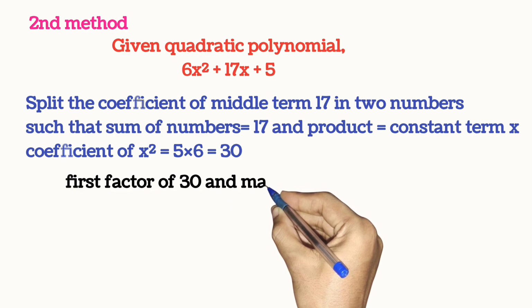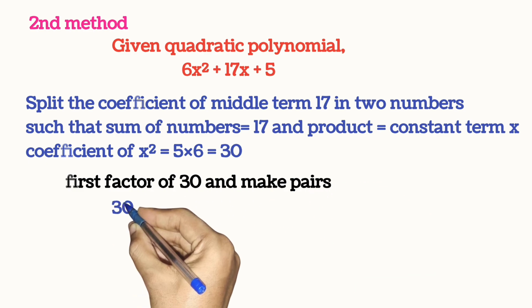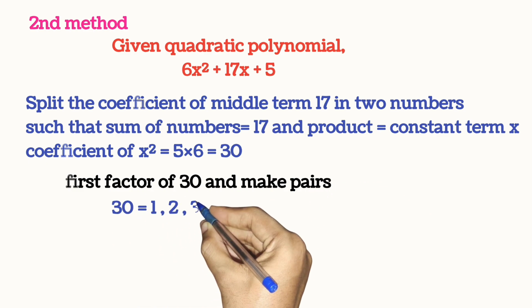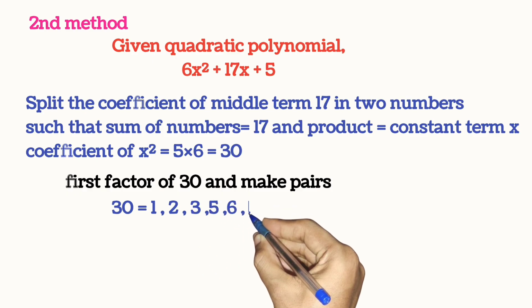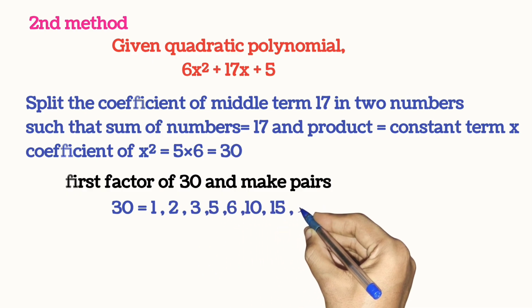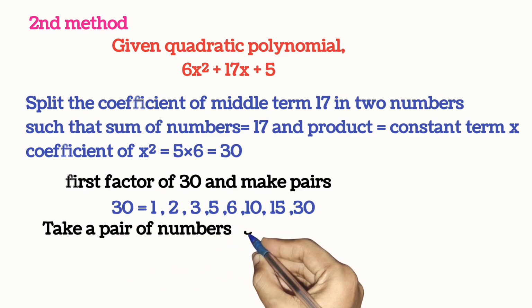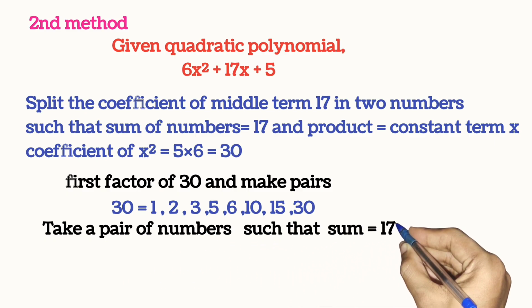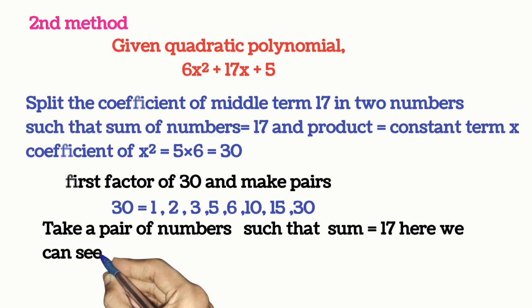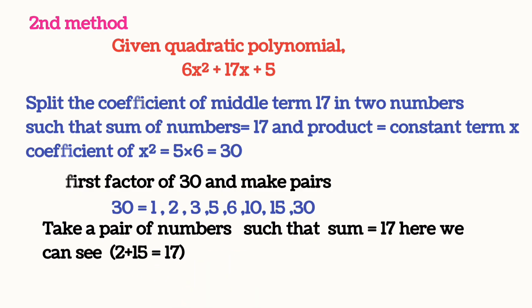First find the factors of 30 and make pairs. The factors of 30 are 1, 2, 3, 5, 6, 10, 15 and 30. Take a pair of numbers such that the sum is equal to 17. Here we can see 2 plus 15 equal to 17.